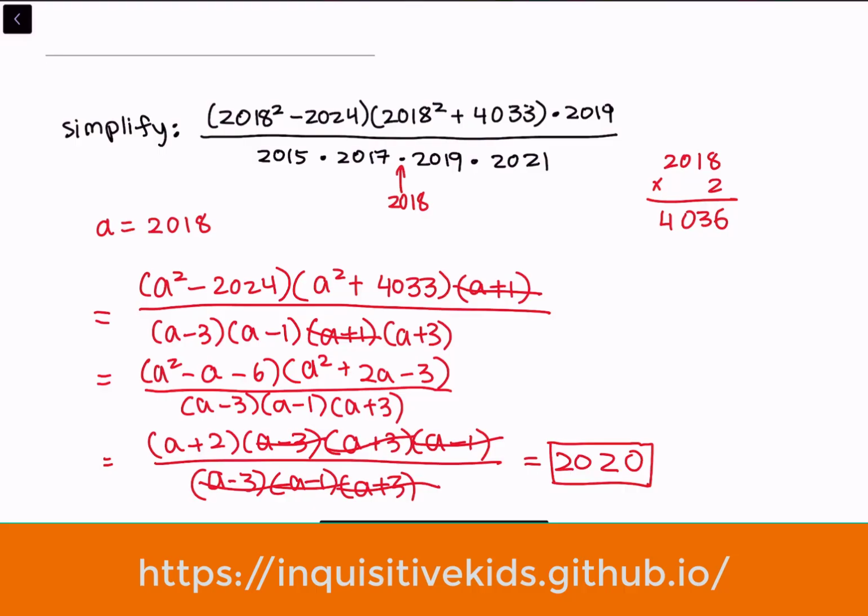Now, in this problem, we started by using a variable to represent a quantity that gets repeated over and over. Because this way, it's easier for us to find patterns and easier for us to factor. And we tried to make this A appear as much as possible. Like we replaced 2024 and 4033 with A.